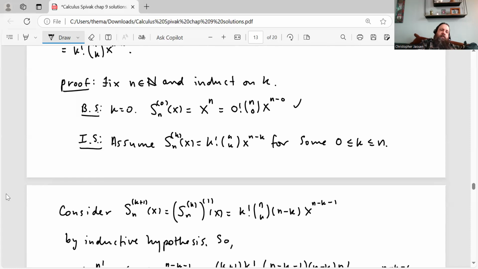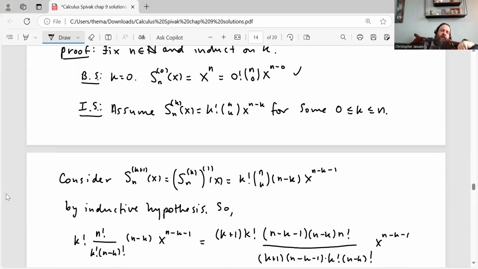The base step is simple. If k equals 0, the 0th order derivative of S_n at x is just the function itself, and that's obviously equal to 0 factorial times n choose 0 times x to the n minus 0. 0 factorial, if you remember, is defined to be 1, and n choose 0 is 1, and obviously n minus 0 is n. All right, so we go on to the inductive step.